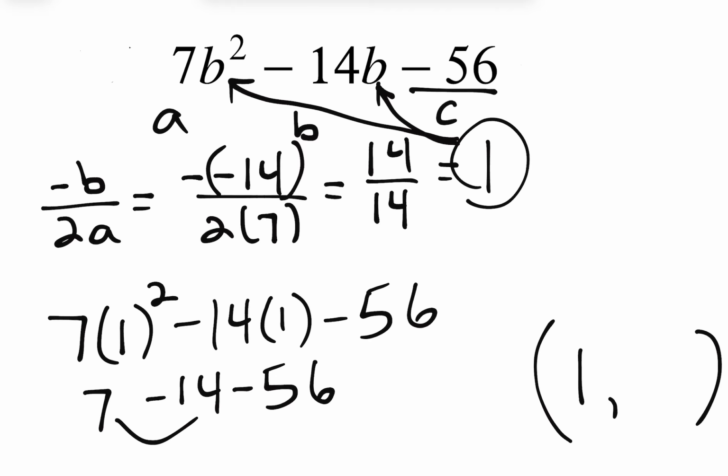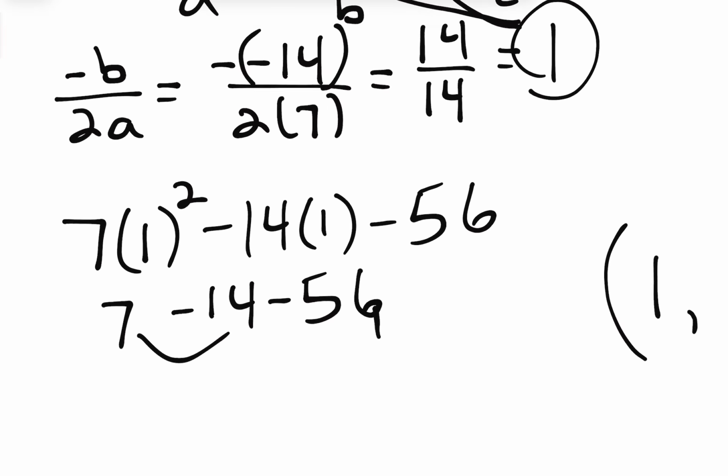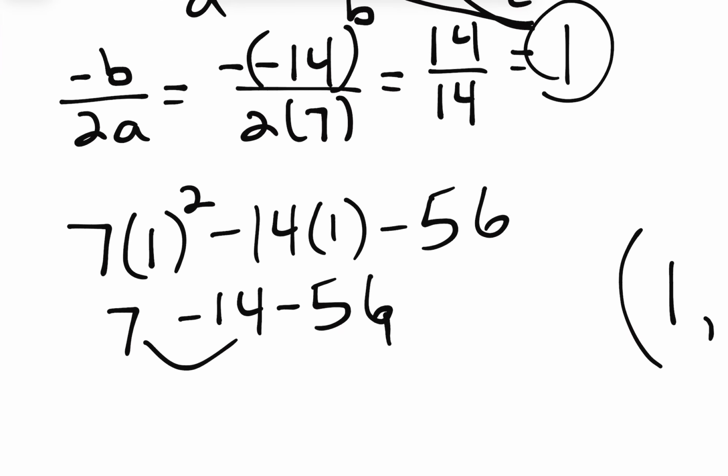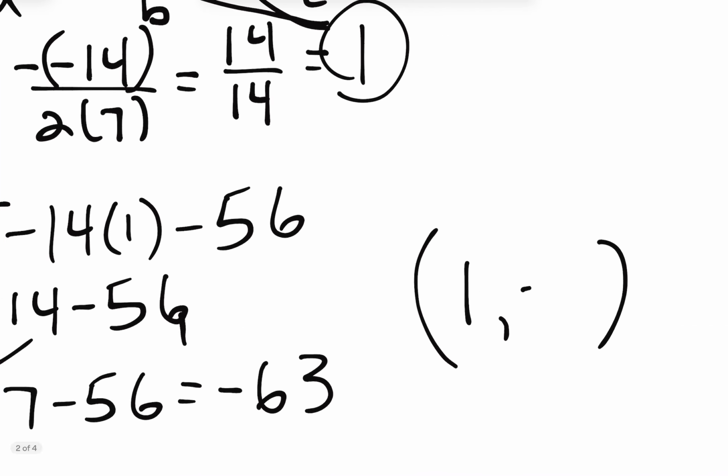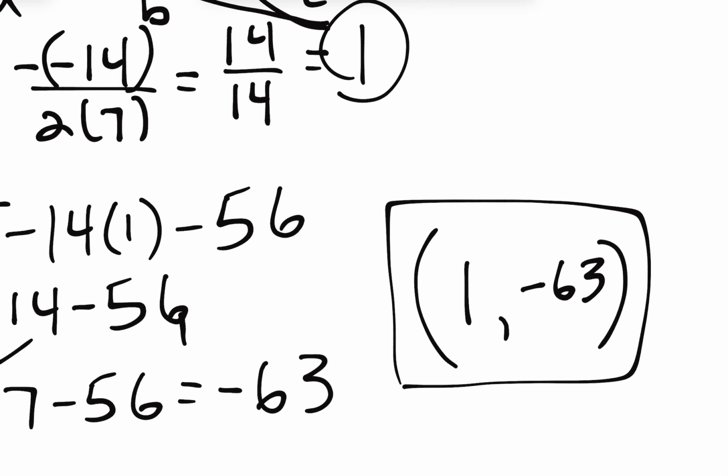So after combining these like terms, we get negative 7 minus 56, which equals negative 63. So our y coordinate is negative 63, and this would be the coordinate pair that you would graph for the vertex of this equation.